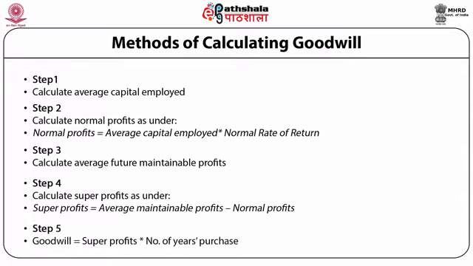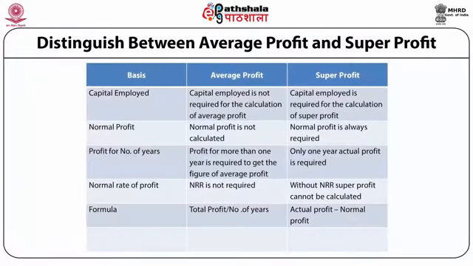Lastly, the goodwill is calculated by multiplying super profit with number of years purchase. There is a difference between average profit and super profit. Now let us discuss the difference between average profit and super profit. The first difference is capital employed. Capital employed is not required for calculation of average profit, whereas it is required for calculation of super profit. Normal profit is not calculated when goodwill is calculated with the help of average profit method.